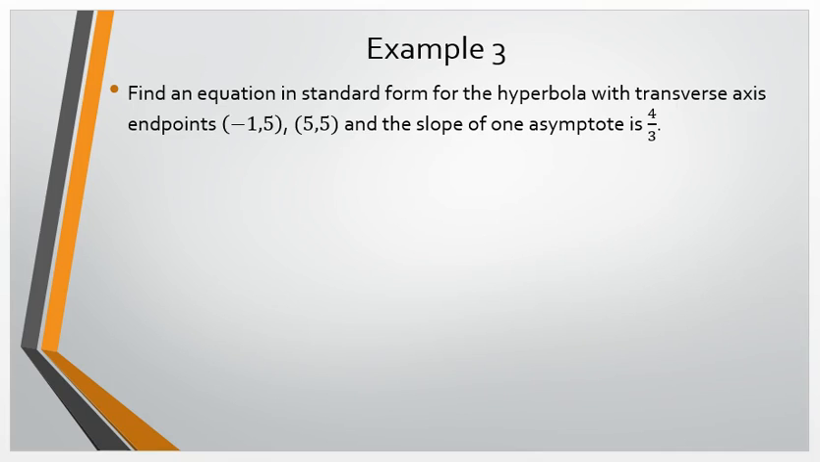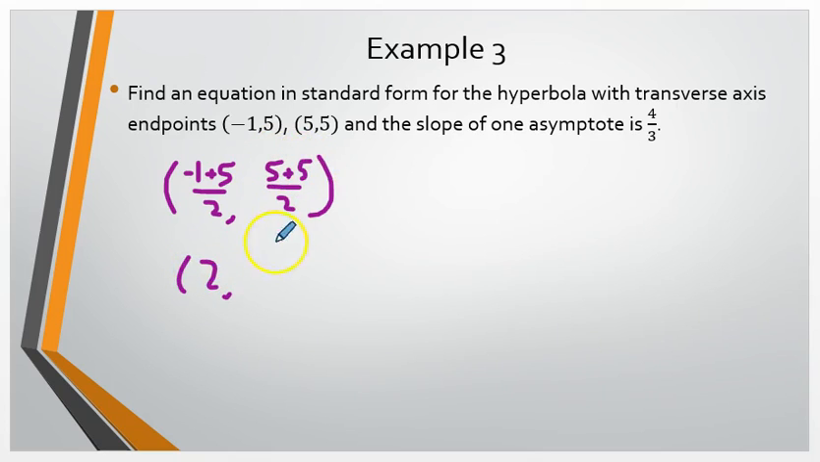One last example, this time we were given a pair of points and the trickiest case, the slope of one of the asymptotes. So we'll look at that. First, I still want to find my center. So averaging the x's, -1 plus 5 divided by 2, and then 5 plus 5 divided by 2. 5 minus 1 is 4, cut in half is 2. 5 plus 5 is 10, cut in half is 5. So here's h and k.